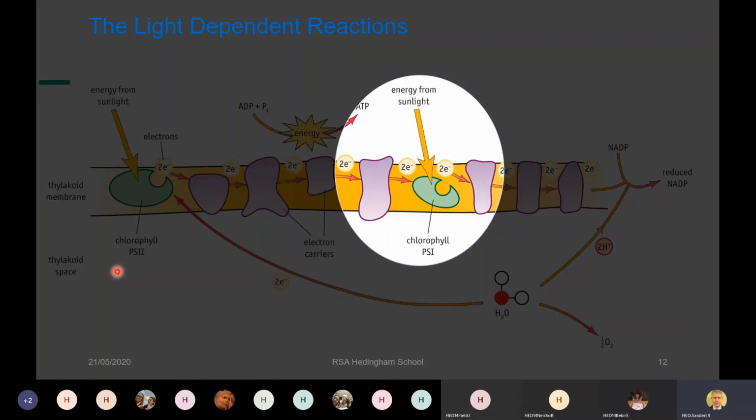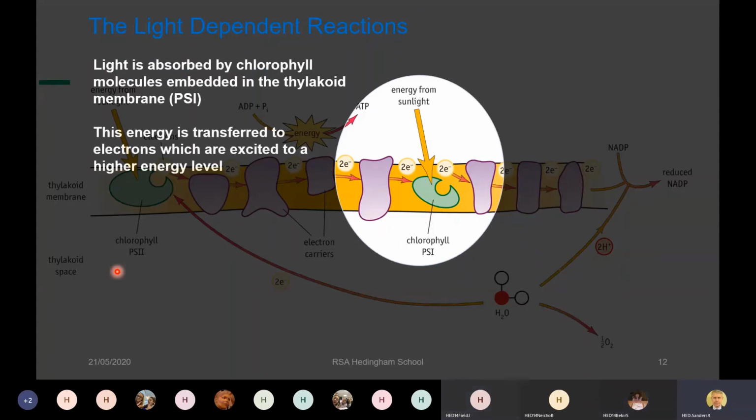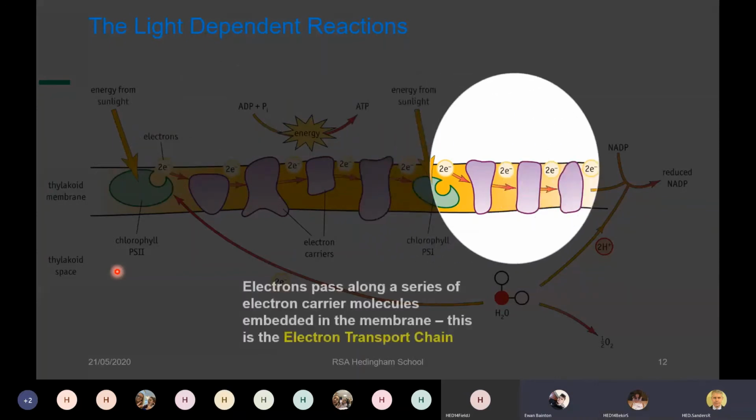So energy from sunlight hits the chlorophyll and is absorbed. What happens next? That energy is transferred to electrons, which are excited to a higher energy level. The next bit, those electrons pass along a series of electron carrier molecules embedded in the membrane. That is the electron transport chain. So the electrons are literally passed from one to the other.